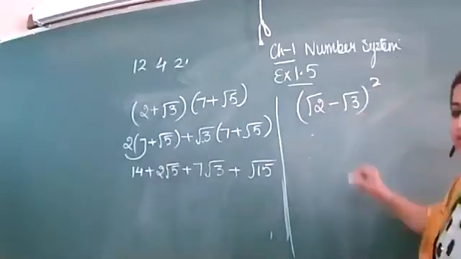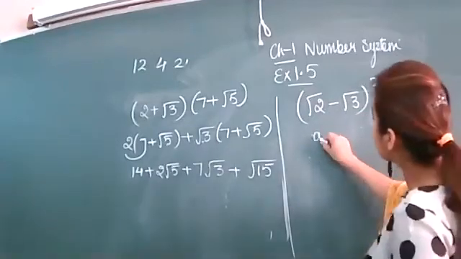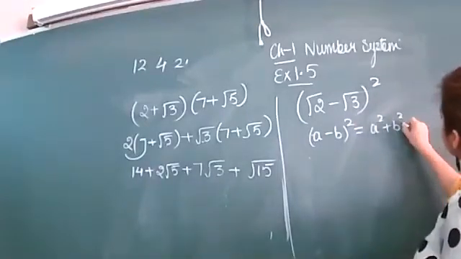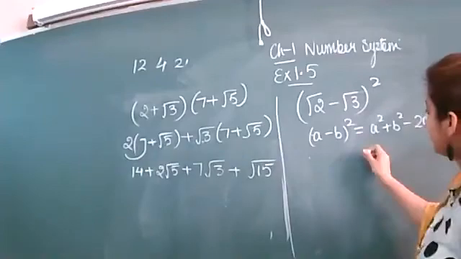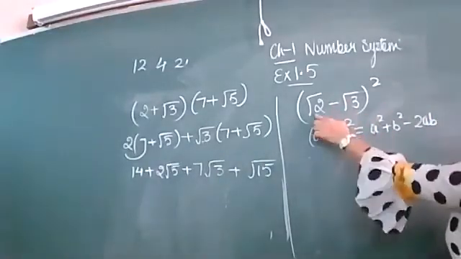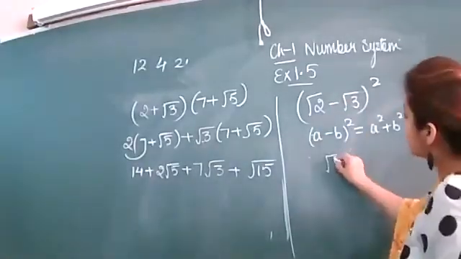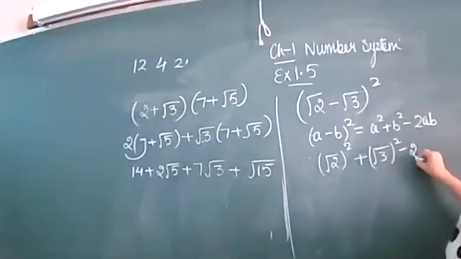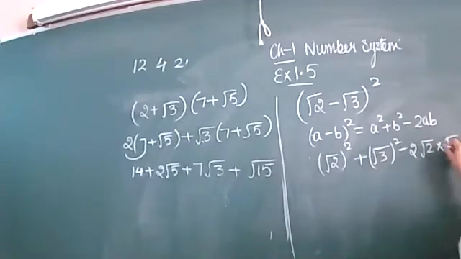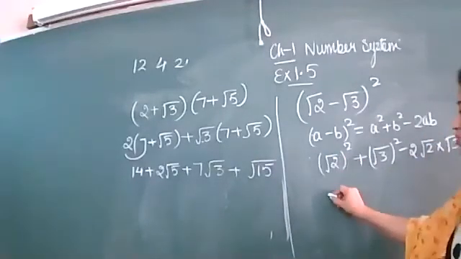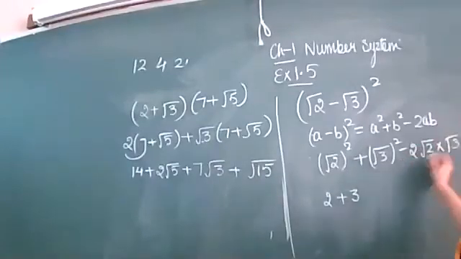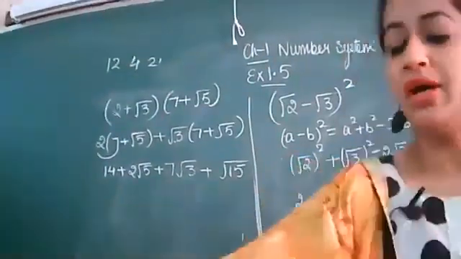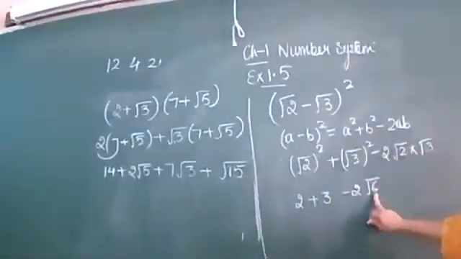If you want to solve this, you can use the formula here. This is your a minus b whole square, that is a square plus b square minus 2ab. So you will put this is a minus b whole square, that is a square plus b square minus 2 into ab. So root 2 square is 2, root 3 square is 3, and this is minus 2 root 6. You can't solve it out. When you multiply this, it will become root 6.